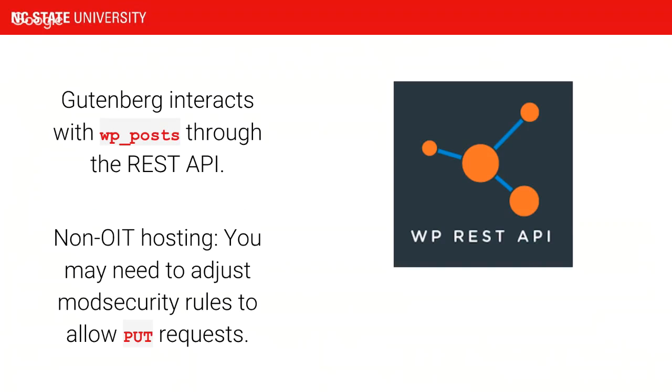So Gutenberg interacts with the WP posts table through the REST API. So if you're using a different hosting package, OIT hosting has already done this, but if you're hosting off campus, you need to make sure that you adjust your mod security rules to allow PUT requests, because that's how Gutenberg interacts with everything, over these different HTTP requests. So you need to make sure that the things that Gutenberg requires will work. But again, if you're on campus with OIT hosting, that's all taken care of for you.